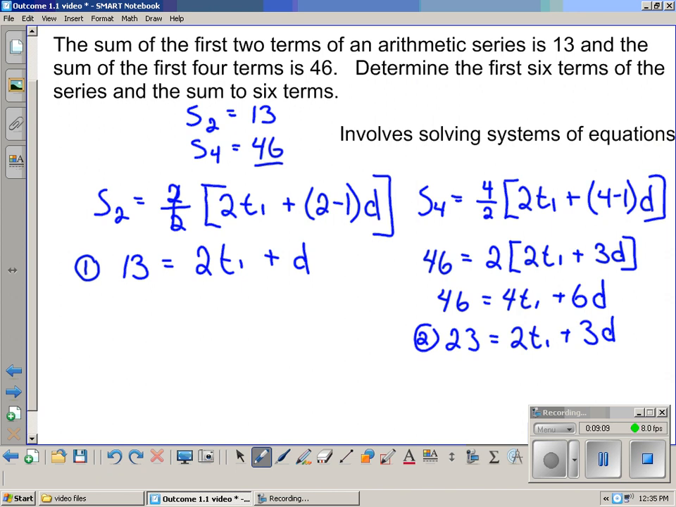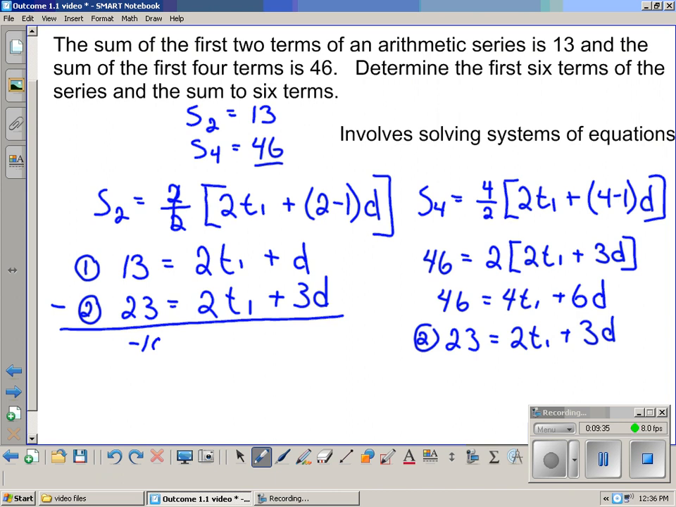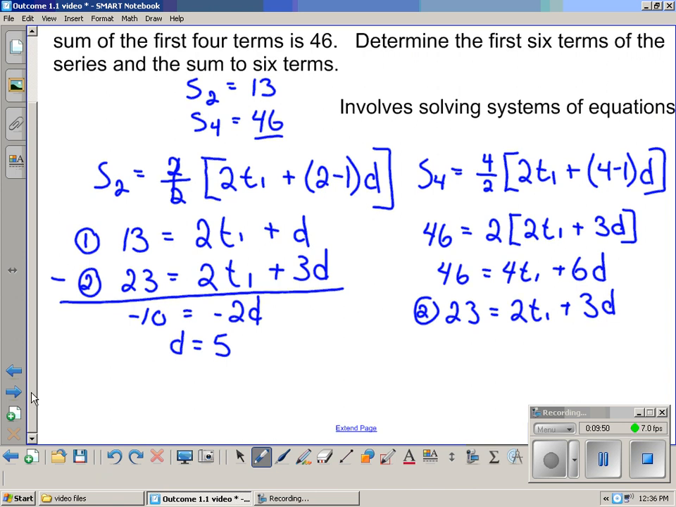Going to rewrite it over here underneath equation number 1. So I have 23 equals 2 times t1 plus 3d. Remember that I want to line up my terms. Because both equations have 2 times t1, if I subtract, I will eliminate my variable t1. So 13 minus 23 is negative 10. My t's disappear, and d minus 3d is negative 2d. Divide both sides by negative 2, and I end up with d being equal to 5. So this is my common difference.